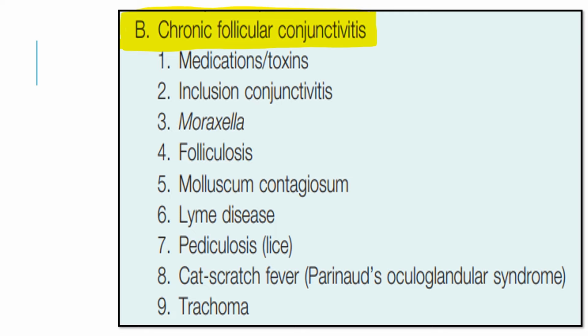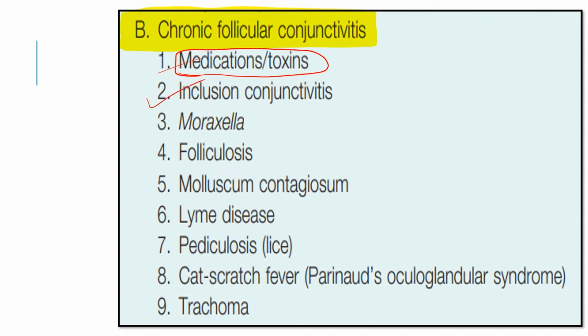What about the causes of chronic follicular conjunctivitis? Chronic follicular conjunctivitis can occur in response to certain medications and toxins. Their papillary reaction was occurring in response to a foreign body, but in response to a medication, you will have a chronic follicular conjunctivitis. Also, in chronic allergy, sometimes you can have a follicular reaction.